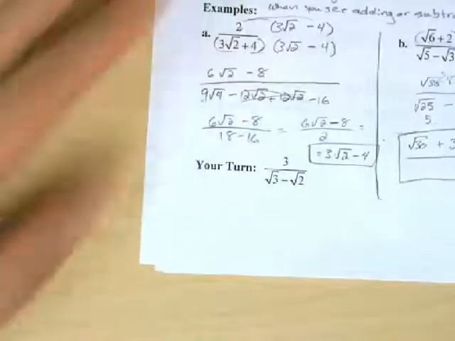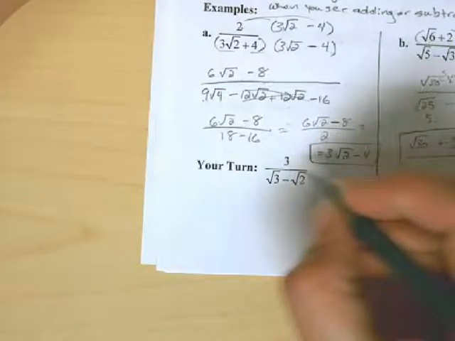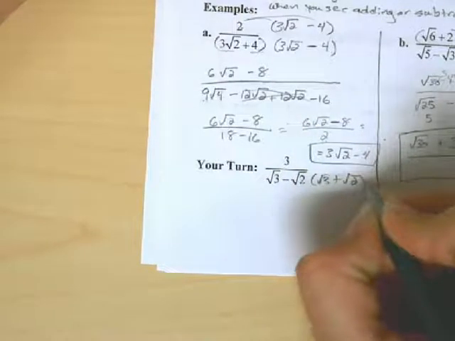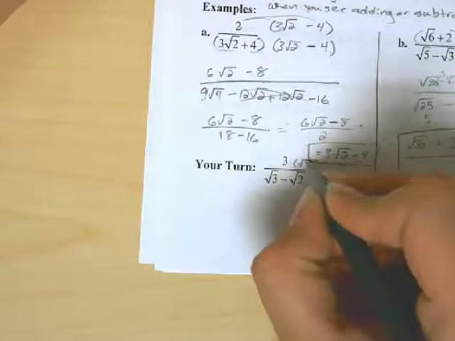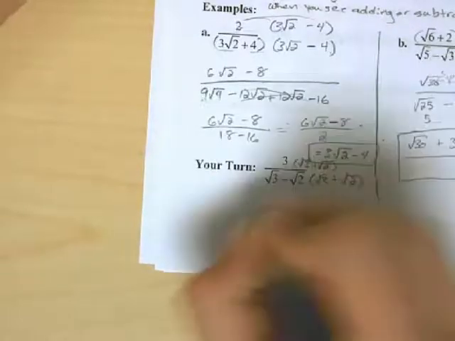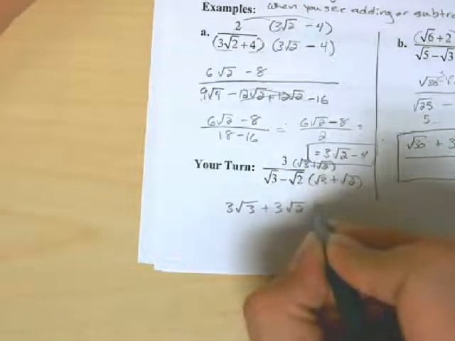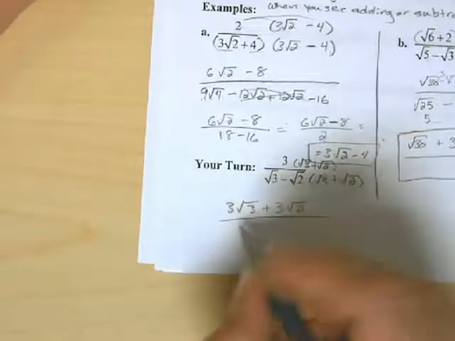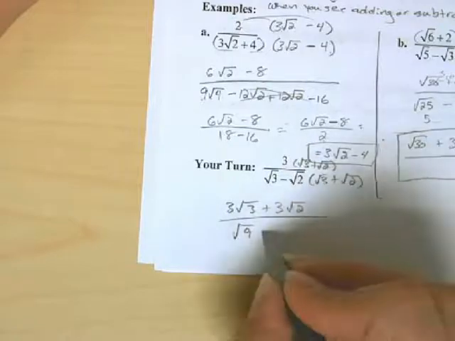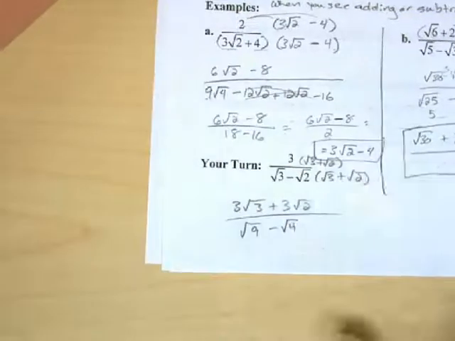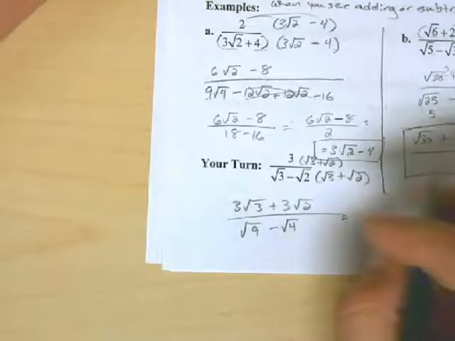Okay, there was one last your turn on there. Hit the pause button, see if you can do it. Come back, see if you get the right answer. I'm going to go ahead. Square root of 3 plus square root of 2, times square root of 3 plus the square root of 2. On top, I get 3 square root of 3 plus 3 square root of 2 because I distribute. On bottom, I get the square root of 9 minus the square root of 4, just multiplying outsides because the middle terms cancel. It's the only reason why that's allowed.